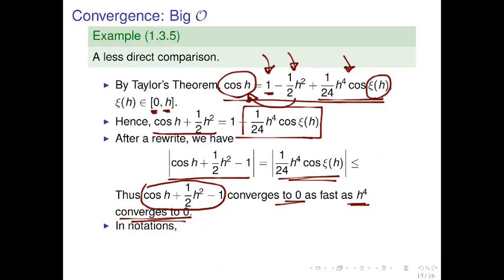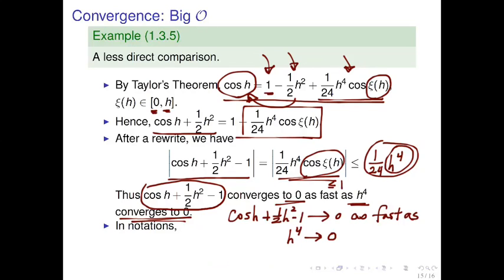And because the cosine of the intermediate point is between 0 and h, and we know that the cosine function attains its maximum value of 1 on that interval, we know this term here is less than or equal to 1, which means I can rewrite this as less than or equal to 1 over 24 times h to the 4th. Okay, and because h is a constant, and this entire thing is another constant, what we can say is that cosine h plus 1/2 h squared minus 1 converges to 0 just as fast as h to the 4th converges to 0.